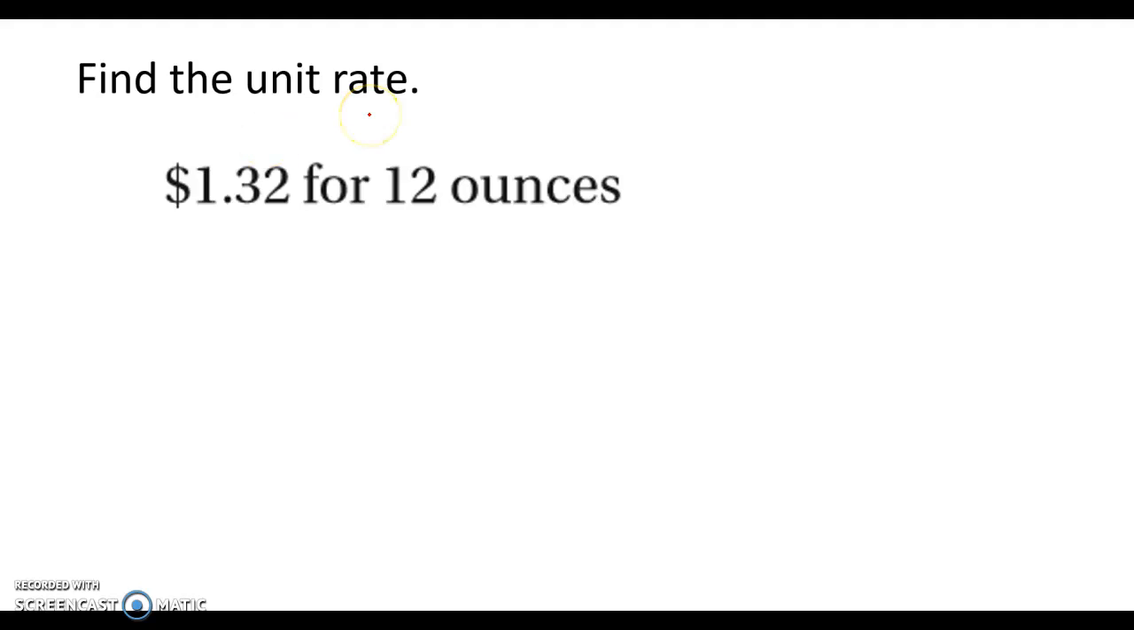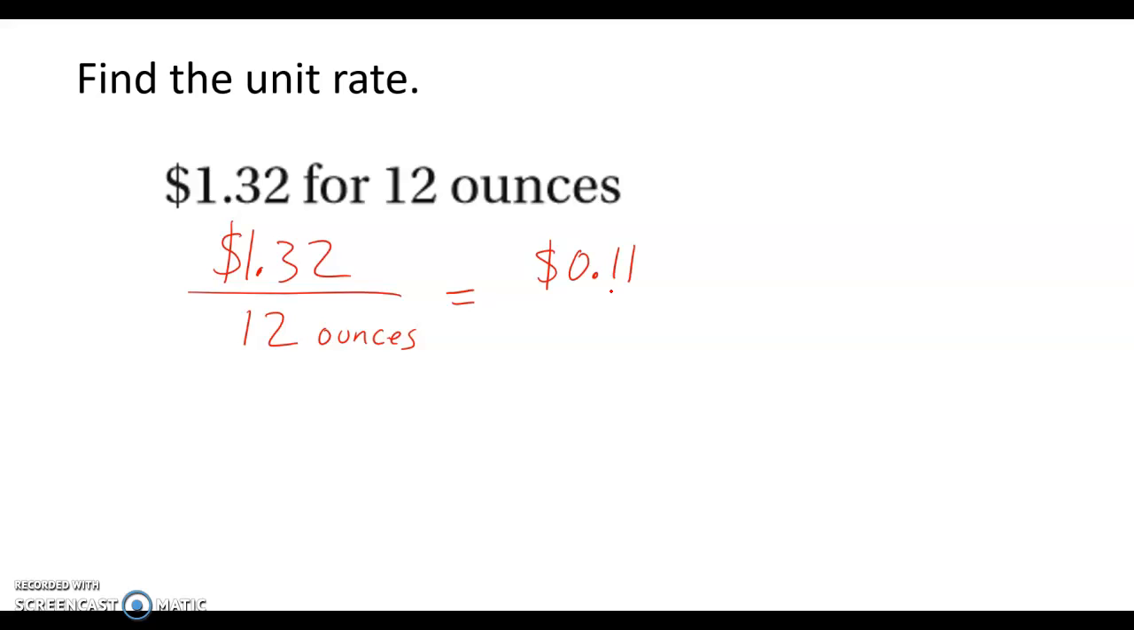Okay, so if you remember from yesterday, unit rate is where you write the rate, and then you've got to divide the bottom by it. So it's $1.32 for 12 ounces. To do the unit rate, you're going to take $1.32 and divide it by 12. You can do that on a calculator. You should end up with basically 11 cents per 1 ounce.